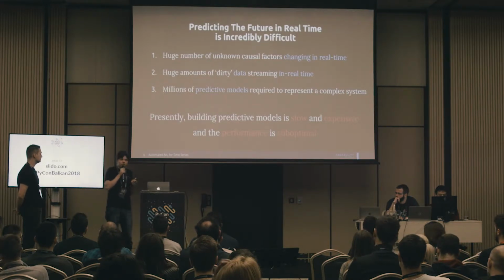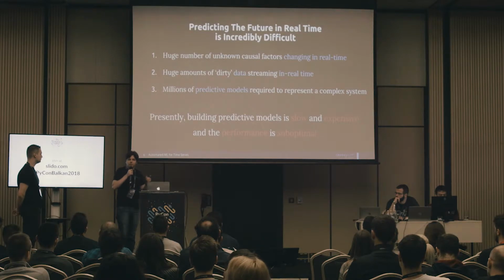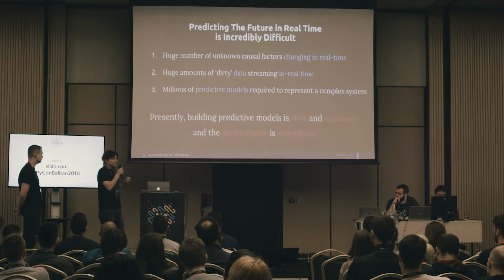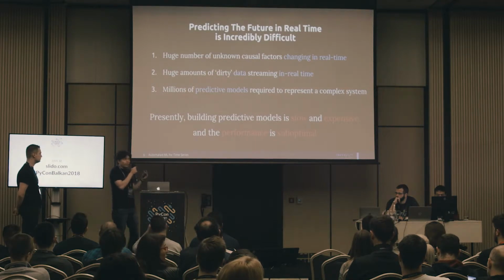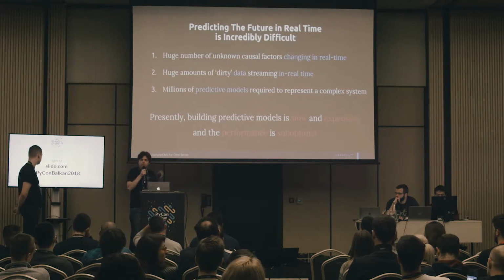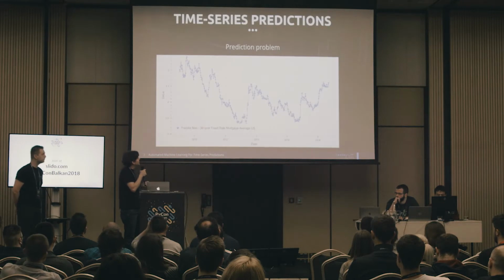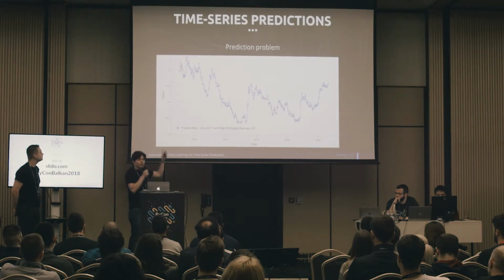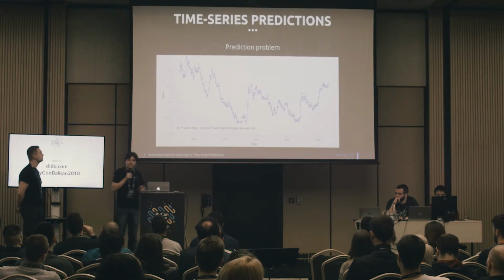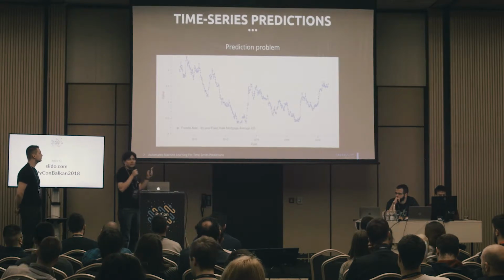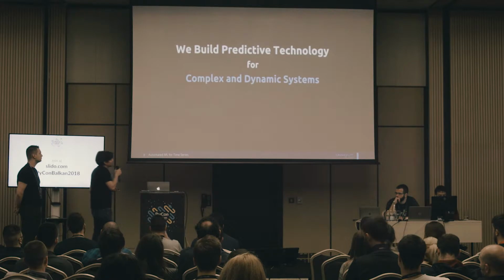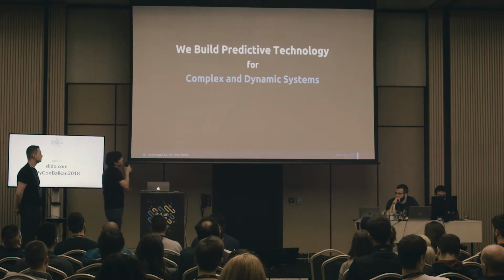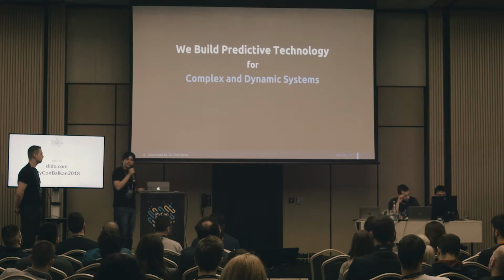Right now, you can do this manually. You can build scripts to do this, but it is slow and expensive to do it one at a time, and the performance is not optimal. So our solution is about building this at scale. So solving this problem, not just once, and not just in one case, but in the case of thousands of models. So that's what we do. We build predictive technology for complex and dynamic systems, and we'll get into the details of how we did.